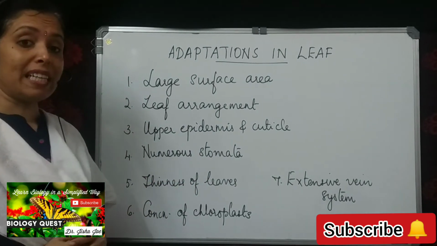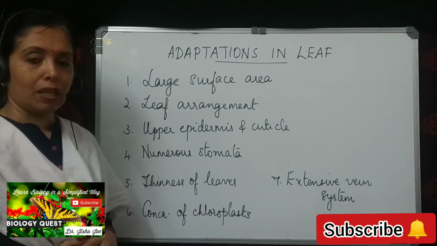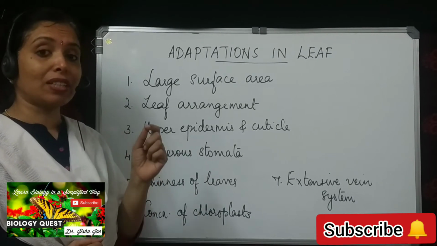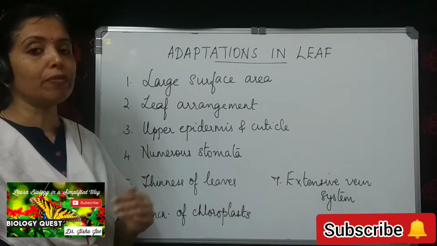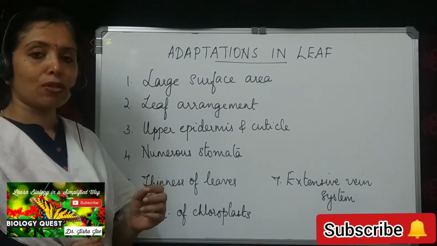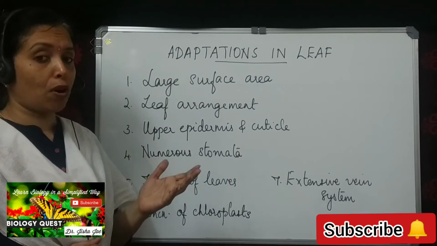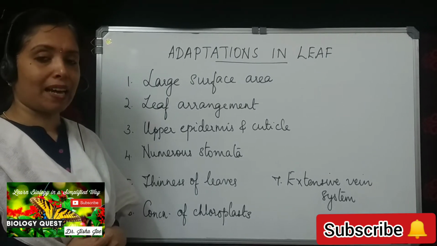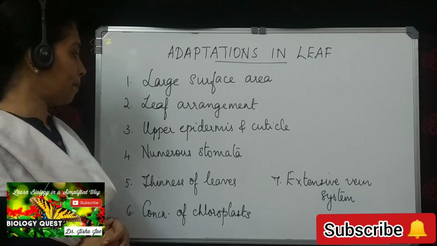Number 2, the leaf arrangement. If you look at the arrangement of leaves, you can see that the leaves are arranged at right angles to the source of light. This also enables the leaves to absorb maximum light. Leaves are arranged at right angles to the source of light.